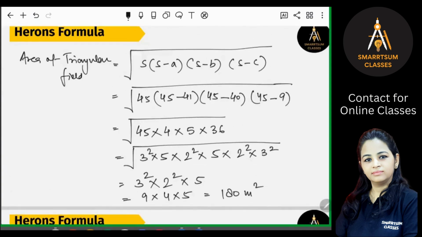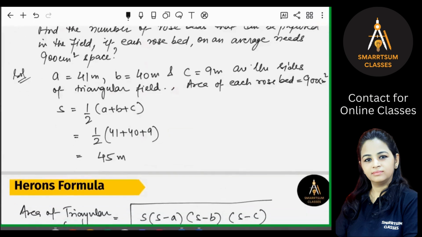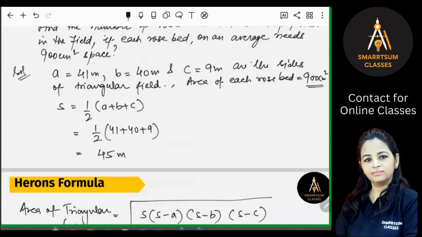So what is the area of the triangular field, whose value is already given in the question? That is 180 meter square, right? The area occupied by each rose bed is also given, 900 centimeter square, but this is given in centimeter square. Is that clear?